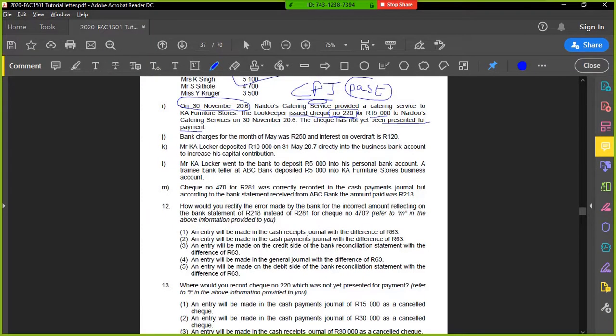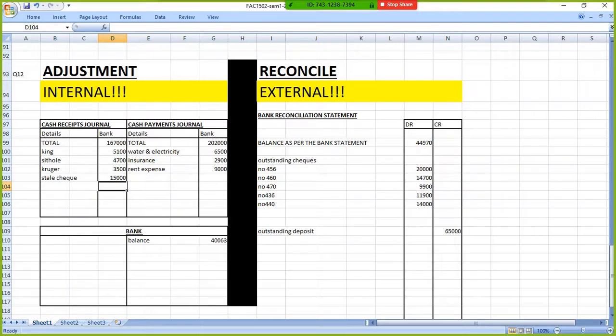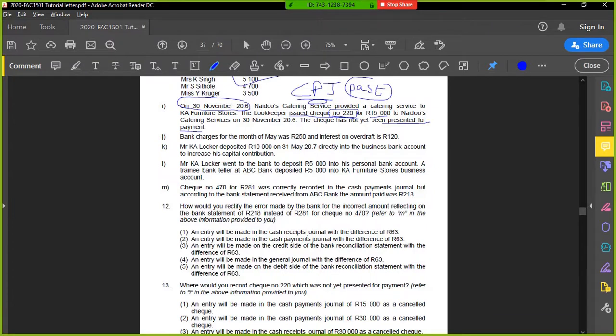Next, bank charges for the month of May, 250. Interest, 120. Adjust and reconcile. Adjust. Good. Just check those amounts. 250, 120, good. Okay, next.